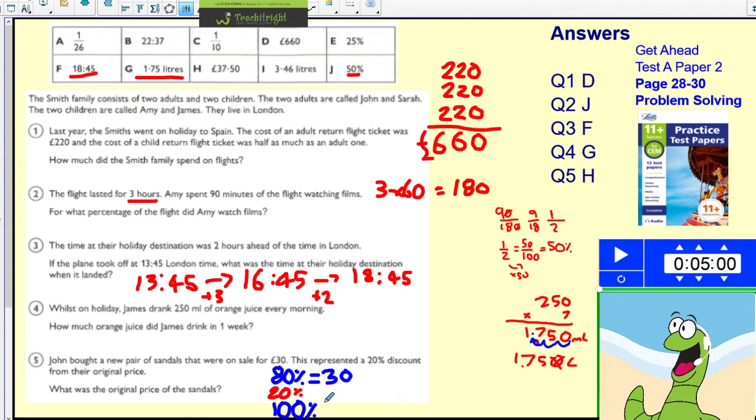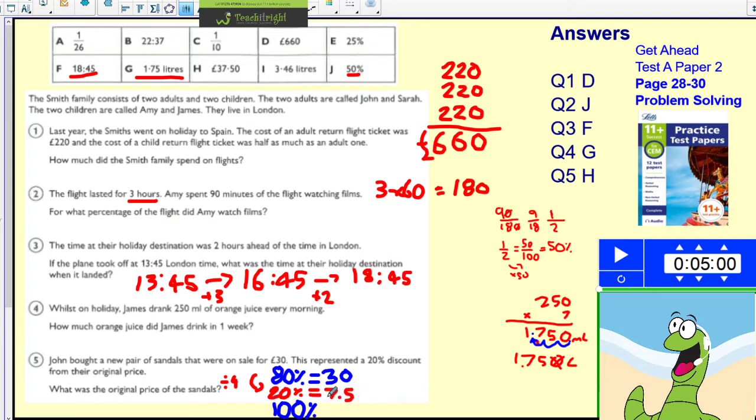Let's see if we can do this. So if 80% equals 30, what would 20% equal? Well, 20% is 1/4, or divided by 4, of 80. To go from here to here, we need to divide by 4. So if I do the same thing here and divide 30 by 4, I get 7.5.